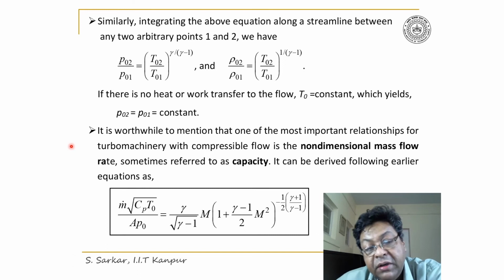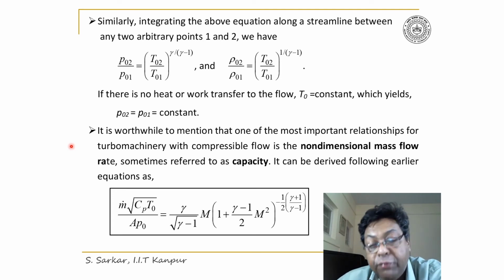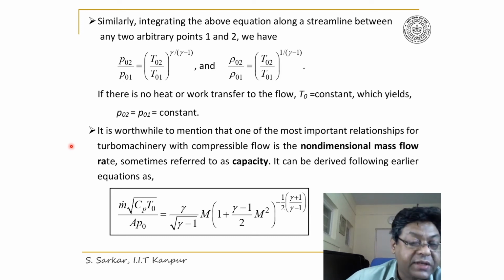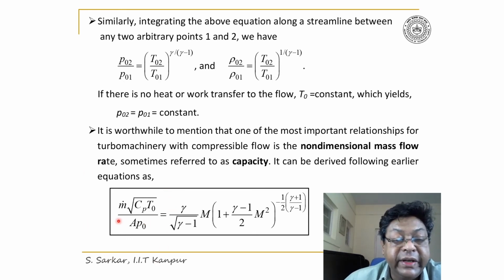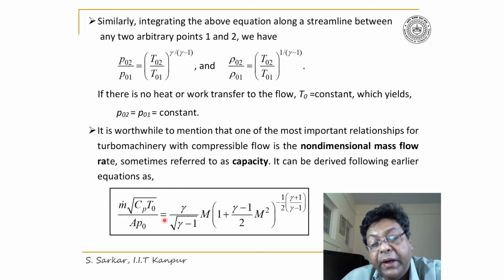It is further worthwhile to state that one of the most important relationships for turbomachinery with compressible flow is the non-dimensional mass flow rate, which is sometimes referred to as capacity. I'll discuss later and prove the expression for capacity. For the time being, the expression is m dot root over Cp into T0, A is the representative area, divided by P0. This capacity can be expressed in terms of Mach number, and I have given the relations.